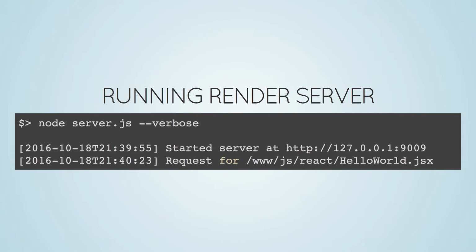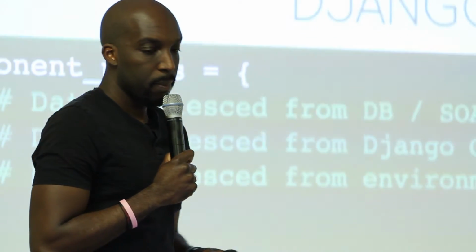So in order to run this server, you would just call node and then server.js, and you would run it. That's basically the simple way of running the server. And since it has the verbose logging, it would tell you when it started and that it started the server at that port. And then if somebody made that curl request that we saw earlier, it would then have this log that would say there was a request for HelloWorld.jsx. And that's basically how running the server would work.